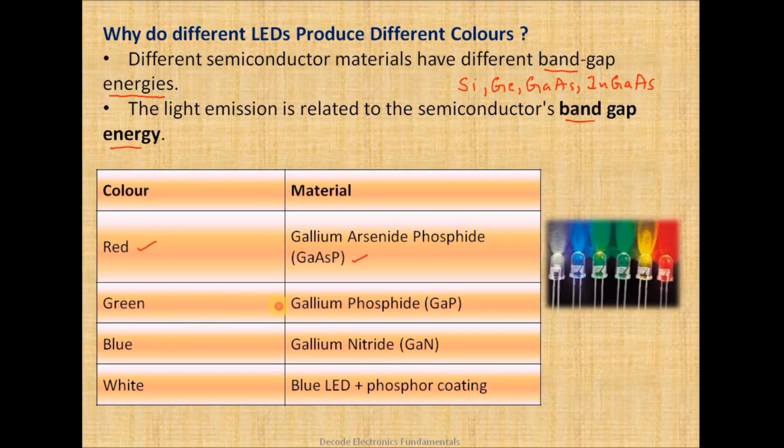Suppose if the material is gallium phosphide, then the light emitted will be green in color. If the material is gallium nitride, then the light emitted will be blue. If it is a combination, then we can also get a white light out of an LED.